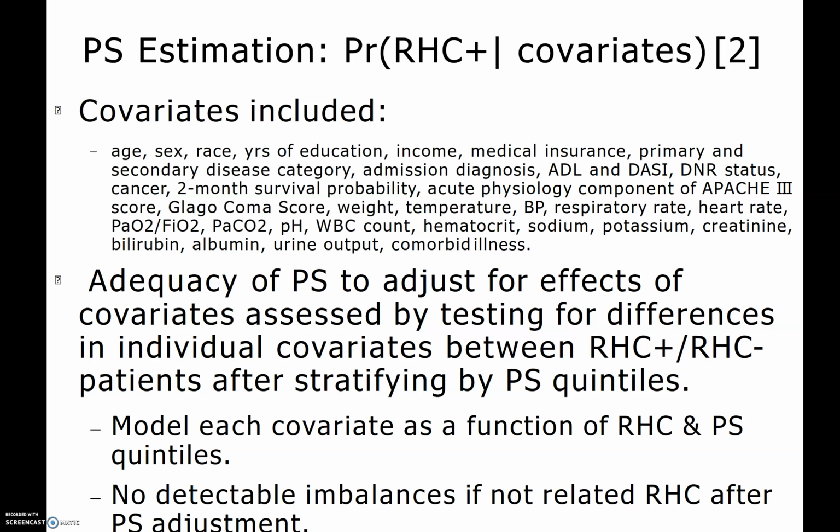Adequacy of the propensity score to adjust for effects of the covariates is assessed by looking at a balance table. So you model each covariate as a function of the right heart catheterization and the PS quintiles. If there are no detectable imbalances, that is, if RHC is not related to the covariates after the propensity score adjustment, then that's how you decide.